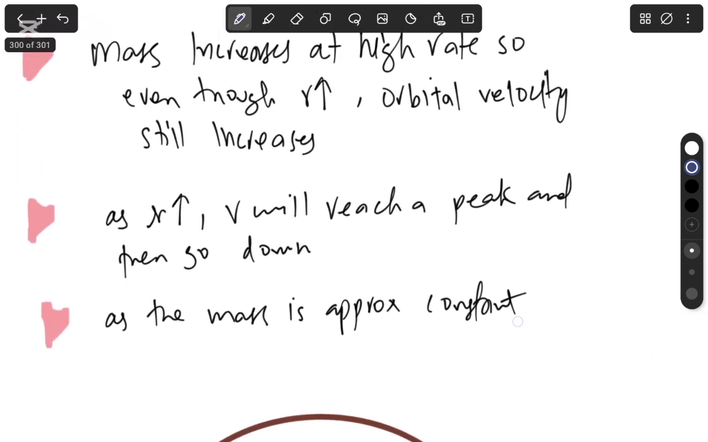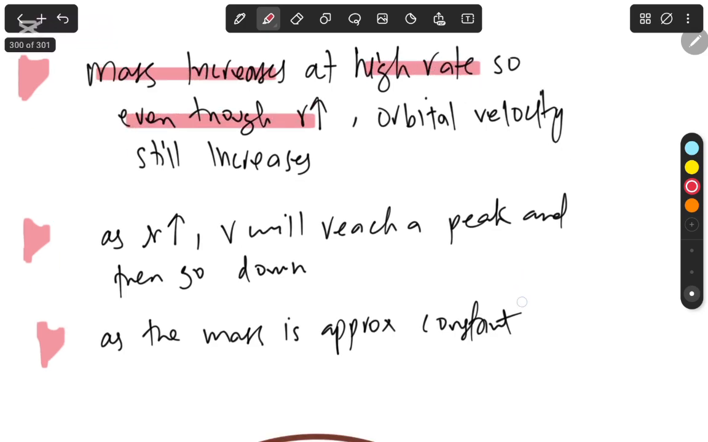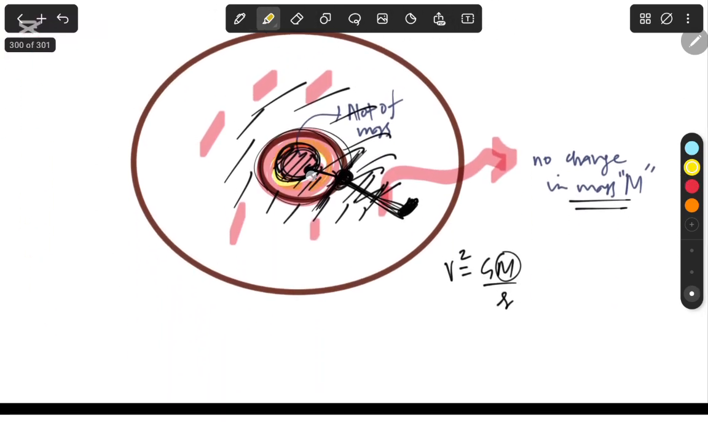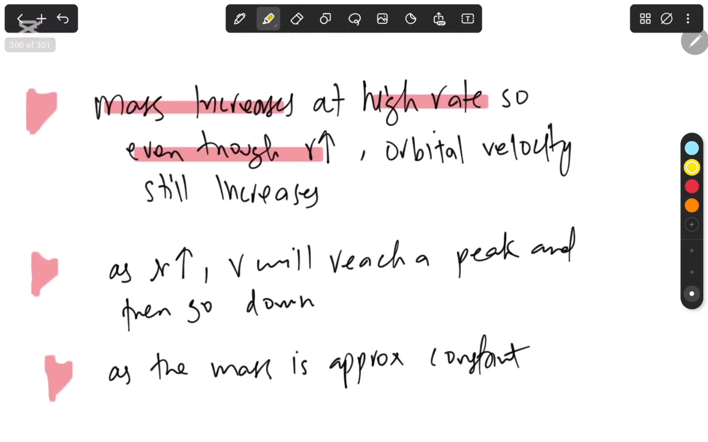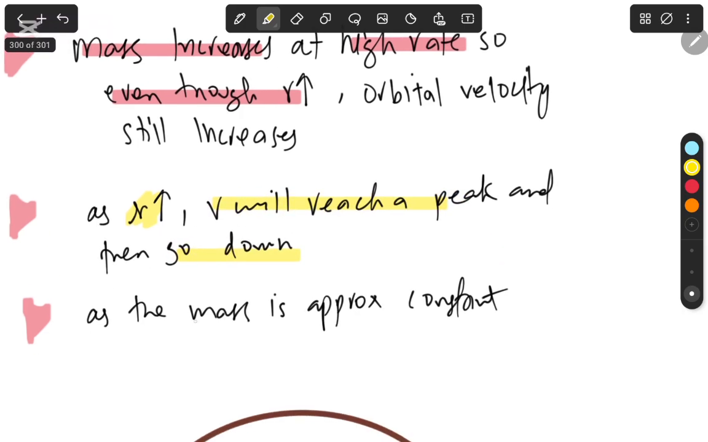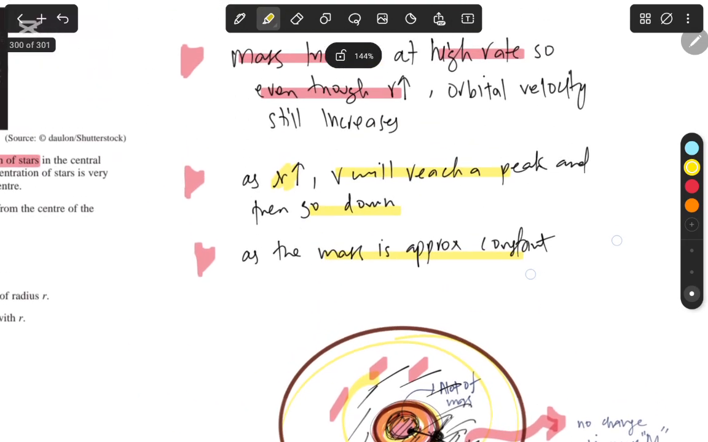I've written a very good answer here for you to understand. Mass will increase at a high rate. So even though our r is increasing, as happens when you're moving here, the orbital velocity still increases. As the distance keeps increasing, v will reach a peak and then go down, and then the mass will approximately remain constant because there's barely any mass around here. That's the explanation.